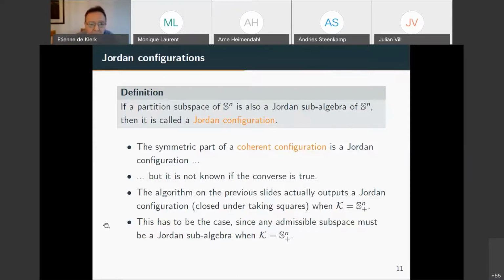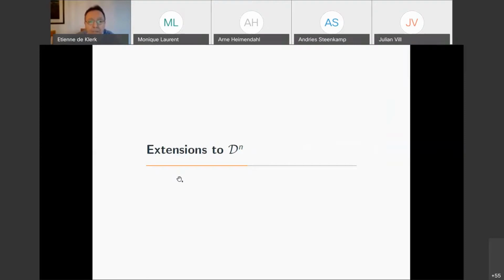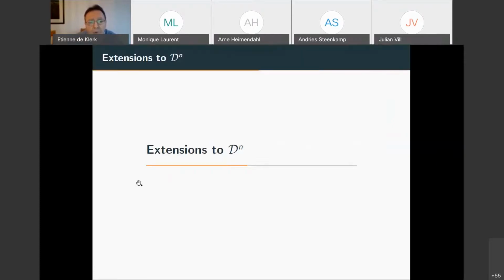Okay, so we are getting some feeling, at least for the positive semi-definite cone, of when we can compute the admissible subspace, in particular the optimal admissible partition subspace. Now I want to say where we get stuck, or how far we can get extending the results from the positive semi-definite cone to the doubly non-negative cone, because it's a different ball game. This is not a symmetric cone.